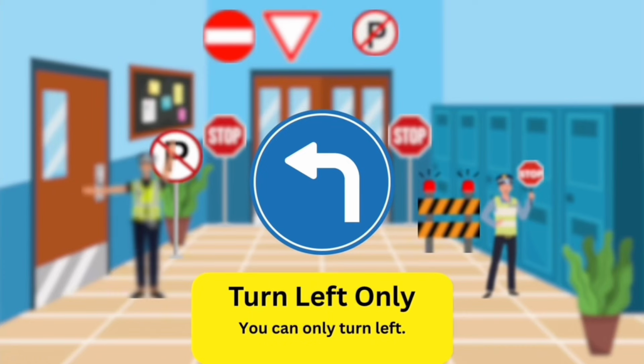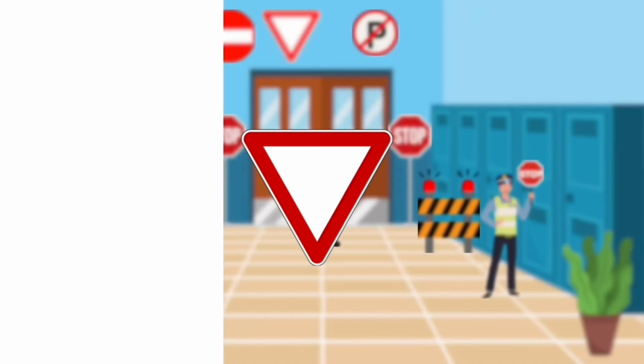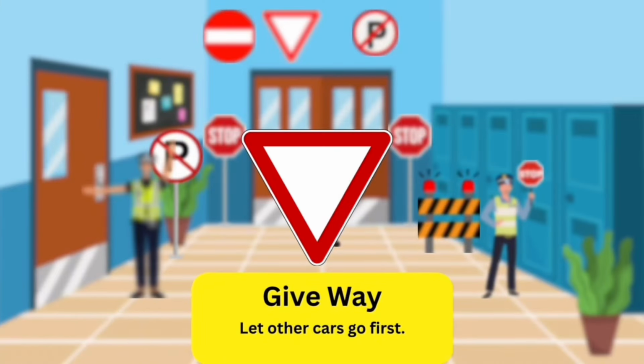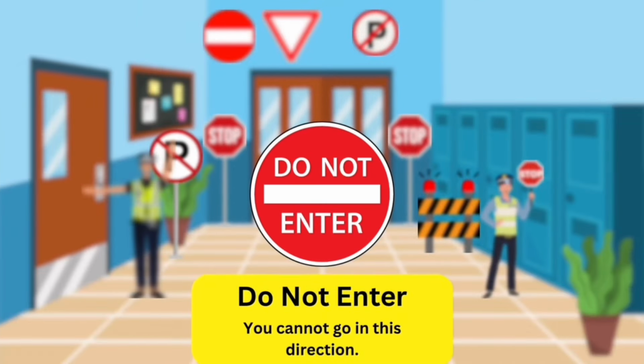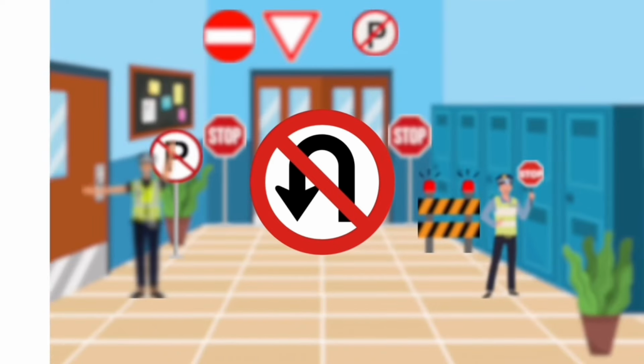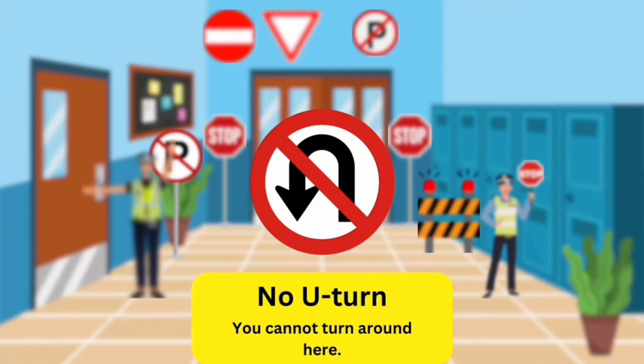Turn left only. It means you can only turn left. Give way. It means let other cars go first. Do not enter. It means you cannot go this direction. No U-turn. It means you cannot turn around here.